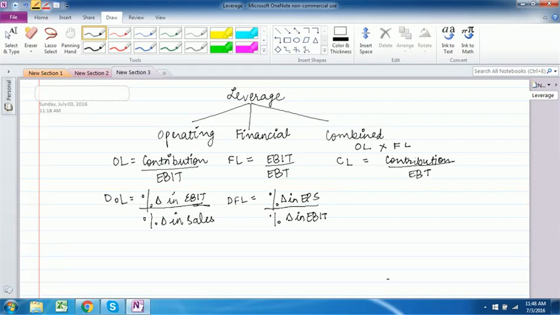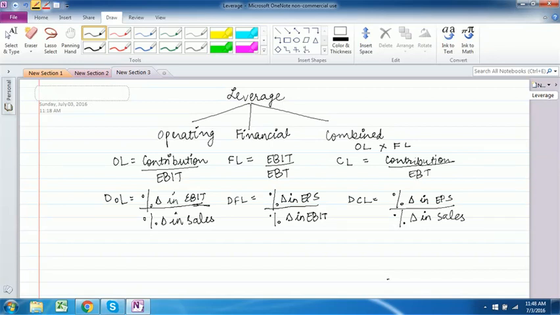How do you calculate degree of combined leverage? Degree of combined leverage is the ratio of percentage change in earning per share to the percentage change in sales. It indicates the effect that sales changes will have on the earning per share. So this can be calculated as percentage change in EPS upon percentage change in sales.